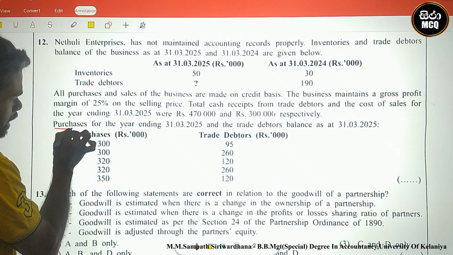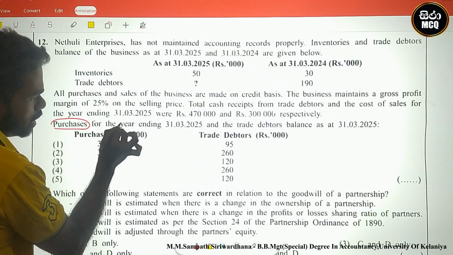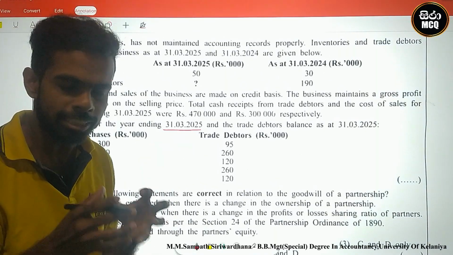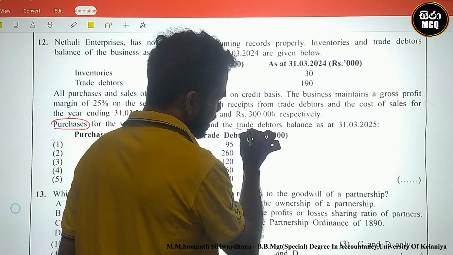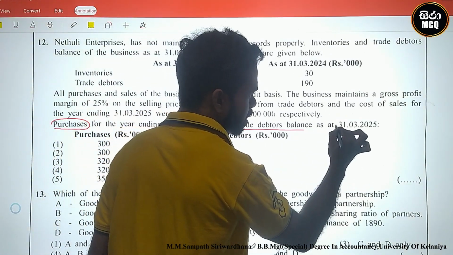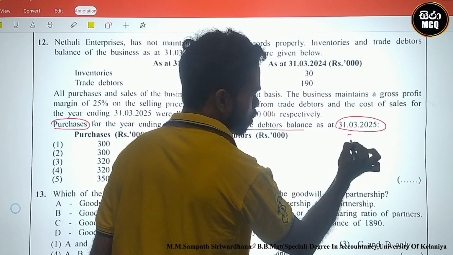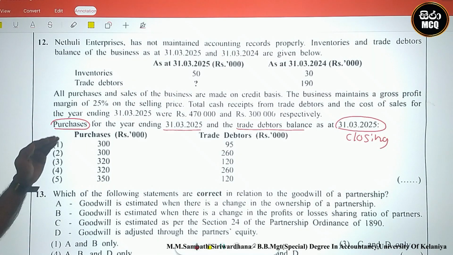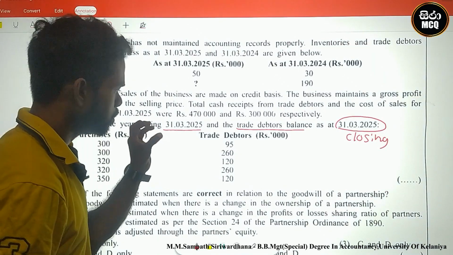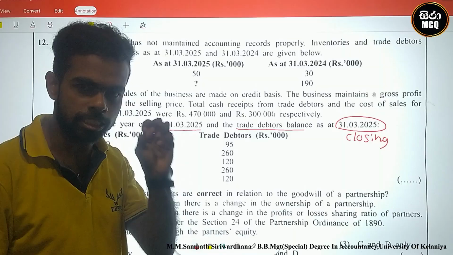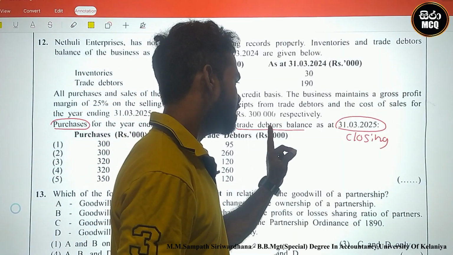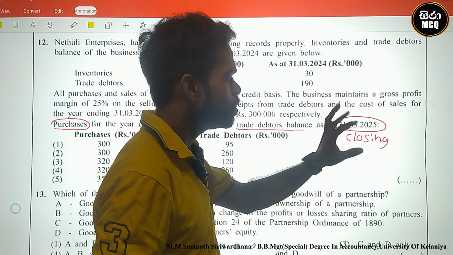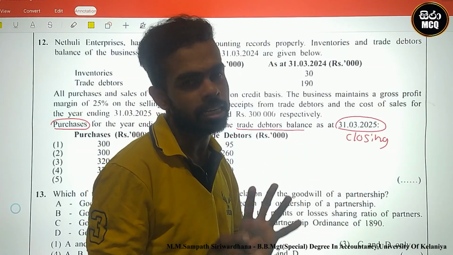Listen. Purchases for the year ending 31st March 2025, the total purchasing, and the trade debtor balance as at 31st March 2025. This is the closing. What are the requirements? Purchasing for the year ending 31st March 2025, and the debtor control balance as at 31st March 2025. This is the closing debtor balance.